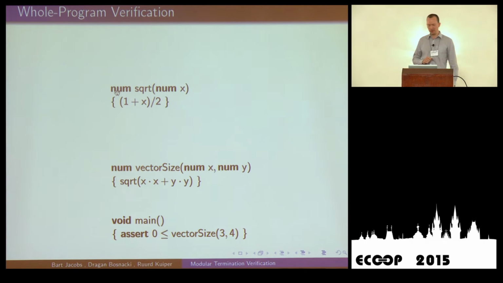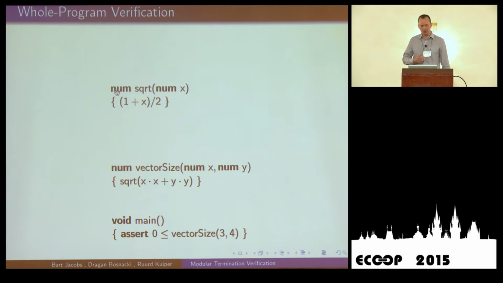Consider this very simple program. We have a square root method that computes a very rough approximation of the square root of a number. It's the first iteration of Newton-Raphson, I think. And then the second method, vector size, computes an approximation of the size of a vector. And the third method, the main method, calls vector size and performs an assertion about the result of that call.